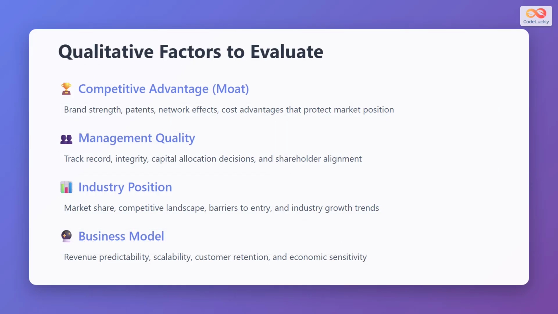Beyond numbers, qualitative factors are equally important in fundamental analysis. Competitive advantage, often called an economic moat, includes brand strength, patents, network effects, and cost advantages that protect the company's market position from competitors. Management quality involves assessing the track record, integrity, capital allocation decisions, and whether management's interests align with shareholders. Industry position examines market share, competitive landscape, barriers to entry, and industry growth trends. The business model evaluation looks at revenue predictability, scalability, customer retention rates, and how sensitive the business is to economic cycles.